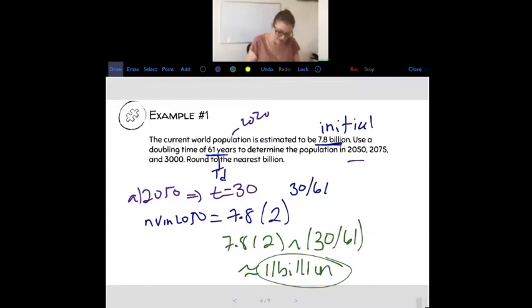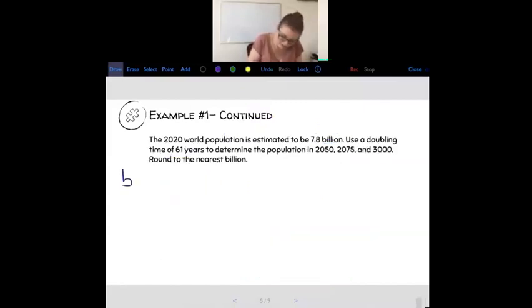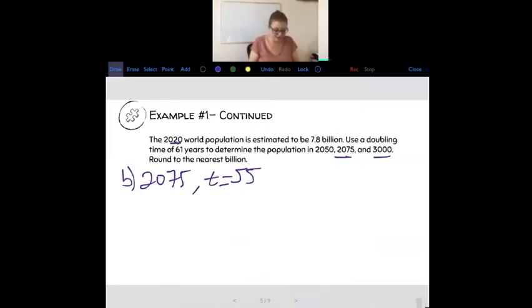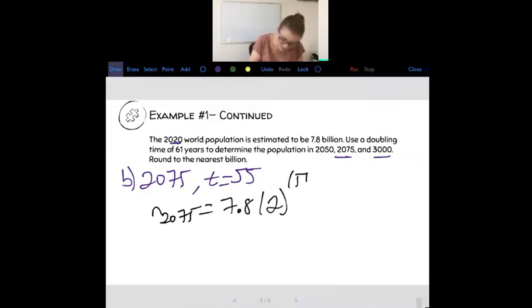Okay. For the next one, part B, let's say, is the year 2075. There it is, 2020 population. So for 2075, we're using t as 55 years, because we're going from 2020 to 2075. So you don't use the value before, you use what you're given in terms of time. So if we plug this in, our value in 2075 is equal to our starting value of 7.8 times 2 raised to the 55 over 61. Again, be careful with your parentheses here.